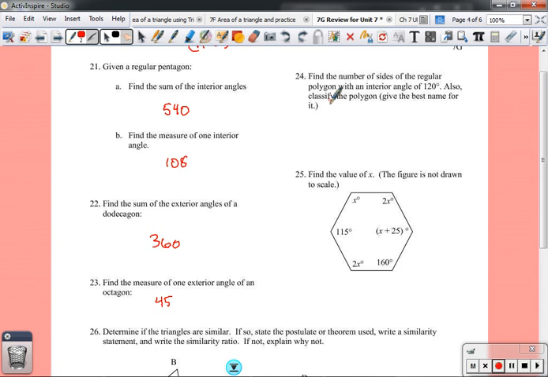Find the number of sides of the regular polygon with an interior angle of 120. Also classify the polygon by giving its name. I think this is easier to do using the exterior angle formula. So if the interior angle is 120, the exterior angle is 60. 360 divided by 60 is 6. And a 6-sided figure is a hexagon.